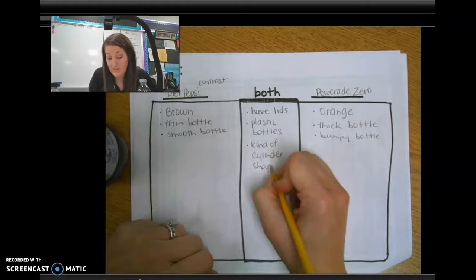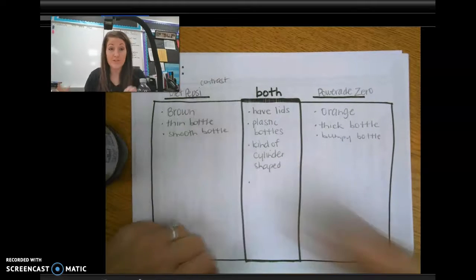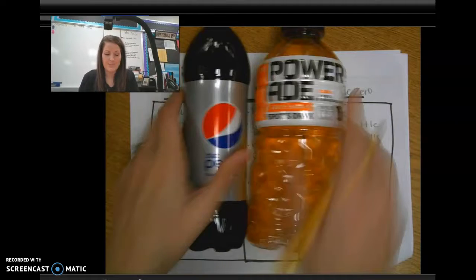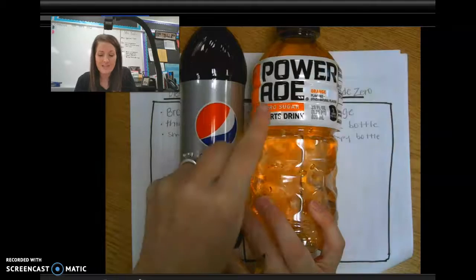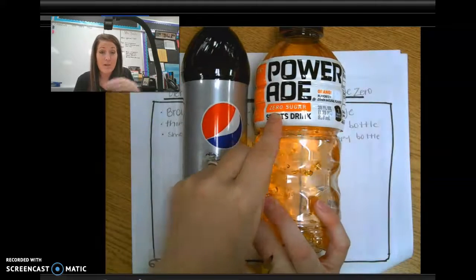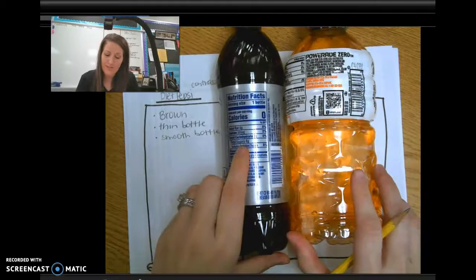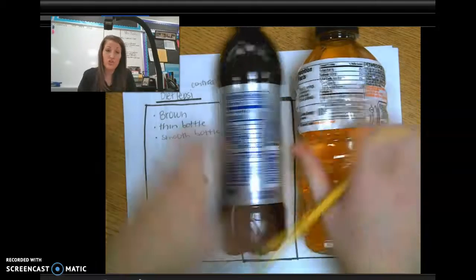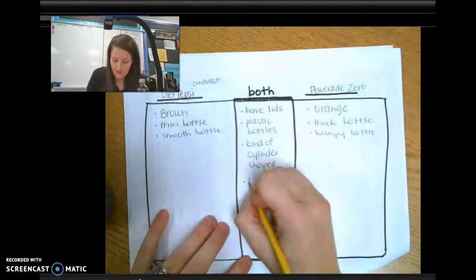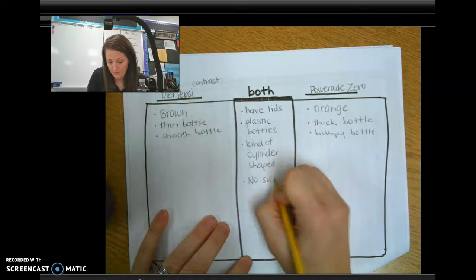And actually I noticed something else that was similar. I was looking for a difference, but I found a similarity. I noticed that this one said diet and this one said 0, which means they both have no sugar. And that's important for me because I can't have sugar since I'm diabetic. So no sugar, no sugar. So that's a good thing that they both have no sugar for both.